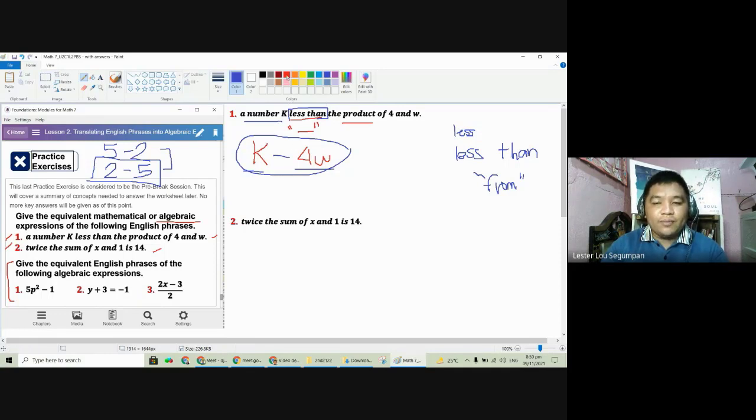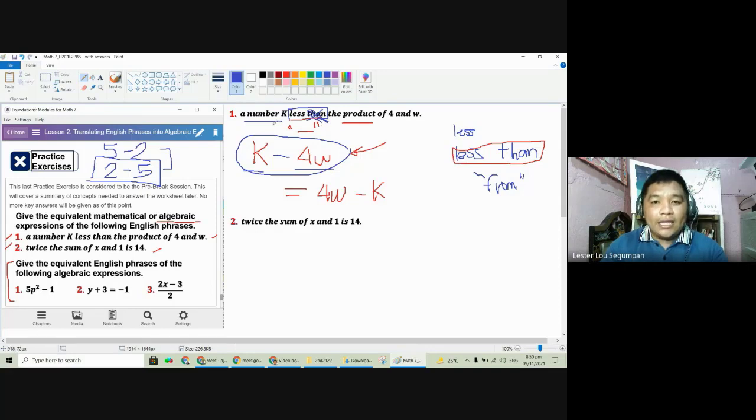The correct form is this one. When you say less than, interchange the two terms, you will have 4W minus the capital letter K. This is the form for number one because this is the catch for the term less than. So what is actually this expression here if this is not correct?